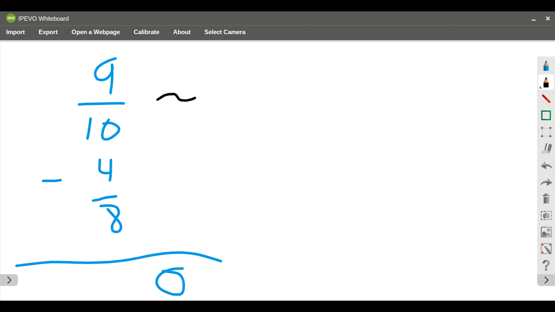So we would say that 9/10 is approximately equal to 1. 4/8 is approximately equal to 1/2. 1 subtract 1/2 would be 1/2. So his answer is not reasonable because 0 is too small of a value, because 4/8 is close to 1/2 and 9/10 is close to 1. So his answer is not a reasonable answer.